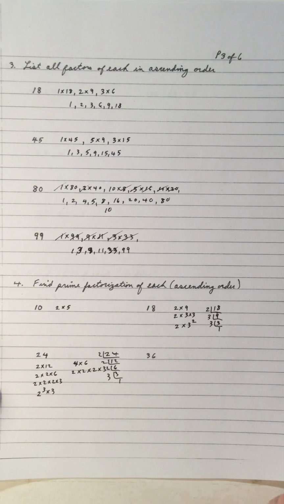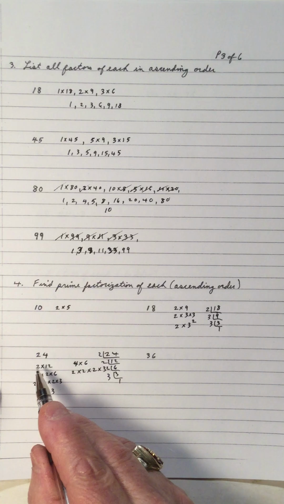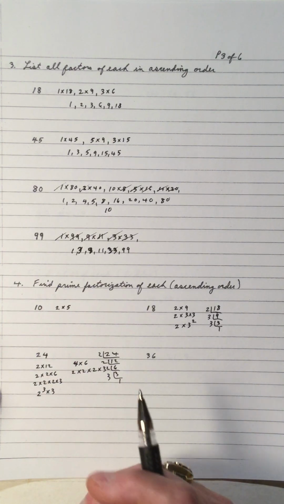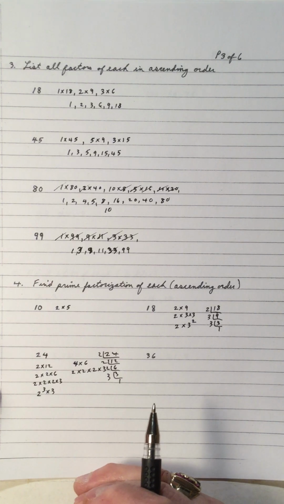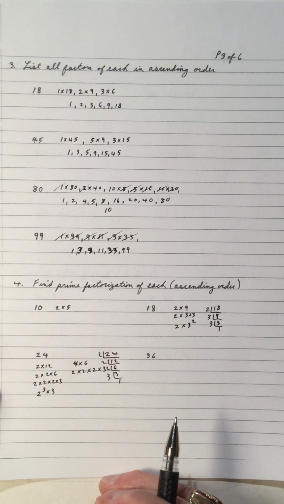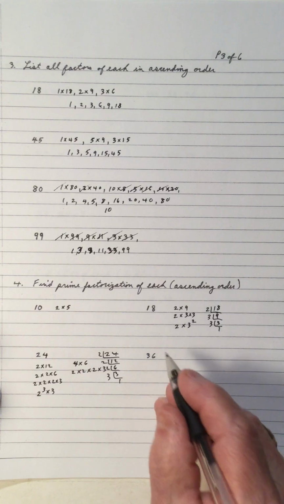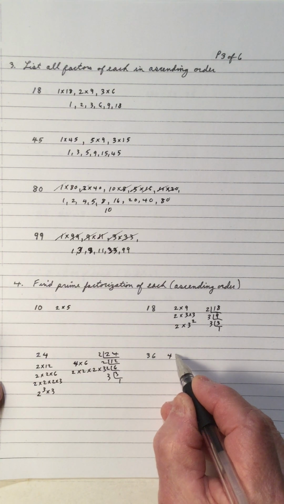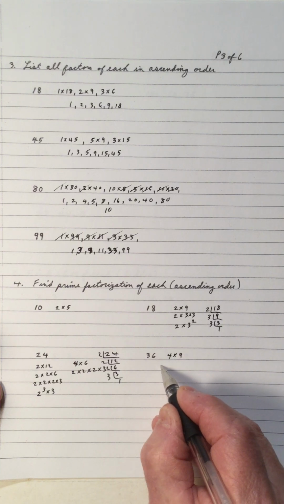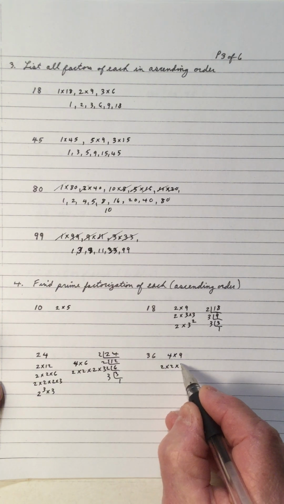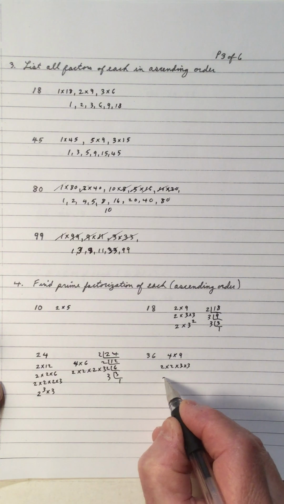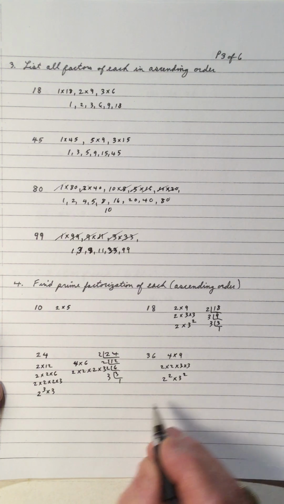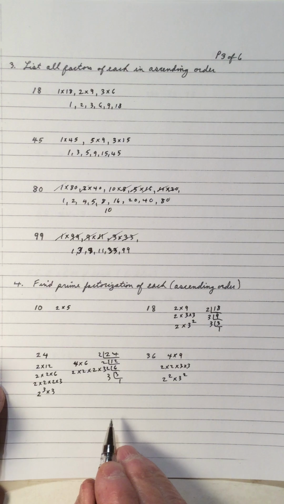And again, when I try to look at factors, I always start with a 2, then I look at a 3, and then I look at a 5. I always look at the prime. If it's even, keep dividing by 2. Try your primes. 36, I have 4 times 9. 4 is 2 times 2. 9 is 3 times 3. So that's the prime factorization of 36 is 2 squared times 3 squared.